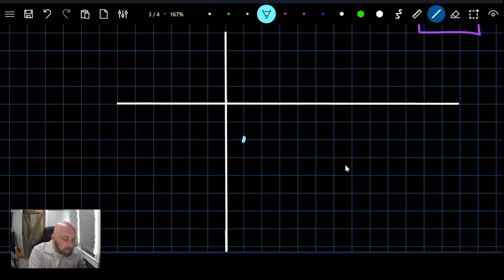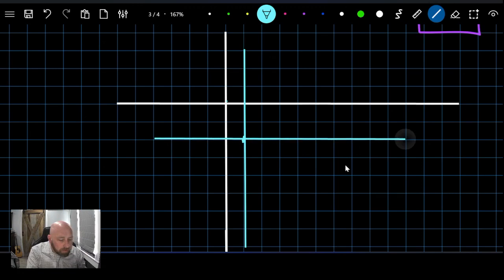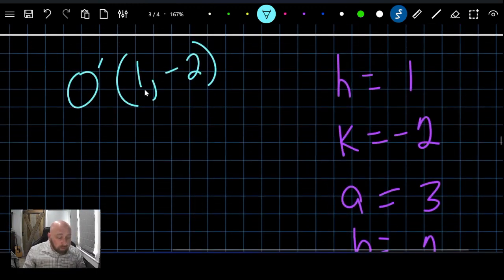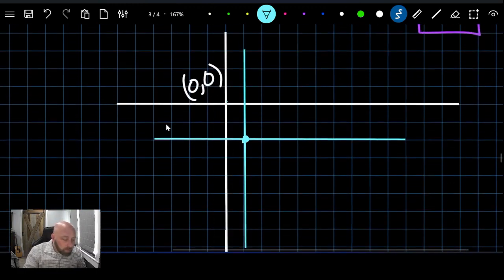So what they tell you to do is make that your new origin by putting in a new cross right there. In other words, yes, we know that this is 0, 0. Yes, we know that spot right there. So that's 0, 0. But we don't want 0, 0 anymore. We want this spot right here, which is our new origin, 1, negative 2. So we're going to put our new origin at 1, negative 2.